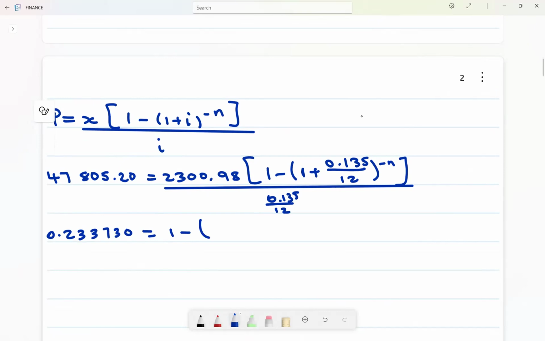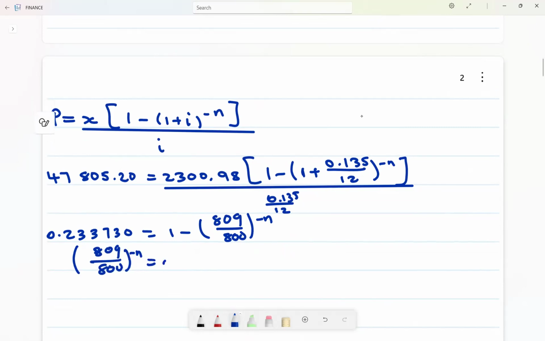When I punch this on my calculator, all of it, it gives me something like, let me put 1 plus 0.135 divided by 12. This one inside the bracket gives me something like 809 divided by 800 to the power of negative n. And then when I take it to the other side, it's going to just be 809 divided by 800 to the power of negative n.